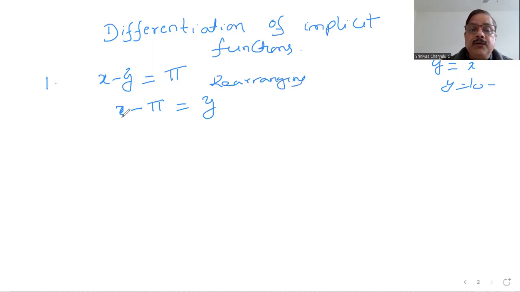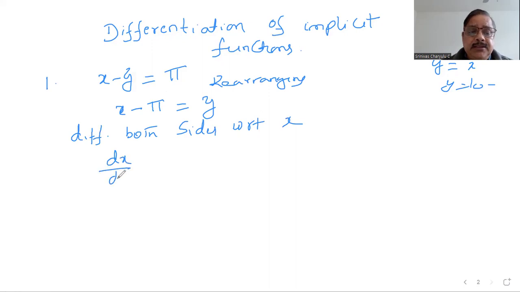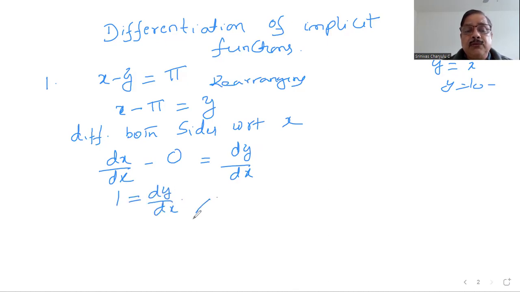So I got now y is equal to x minus pi. This means this became now explicitly clear. So now what is the differentiation? Differentiating both sides with respect to x. Then dx by dx, differentiation of x is what? dx by dx, that is called always 1. Differentiation of pi, constant number, 0. Differentiation of y, dy by dx. So therefore this is 1 dy by dx. So the answer for us is dy by dx is equal to 1.